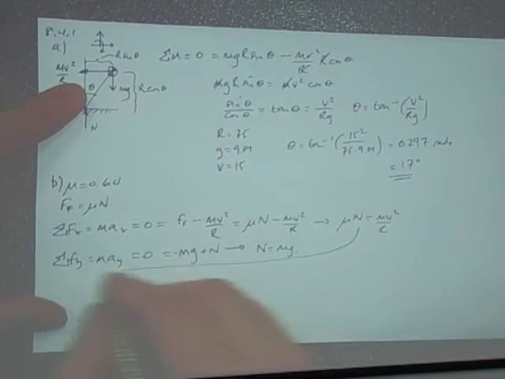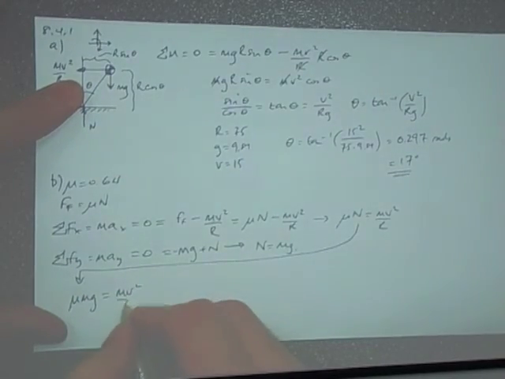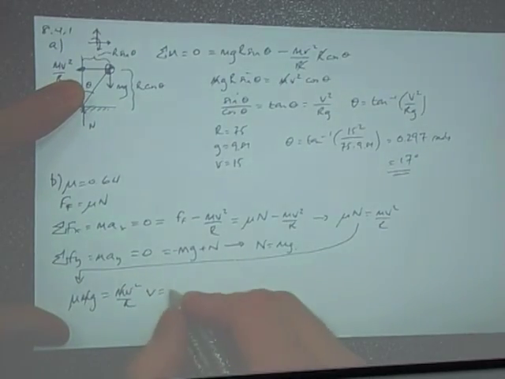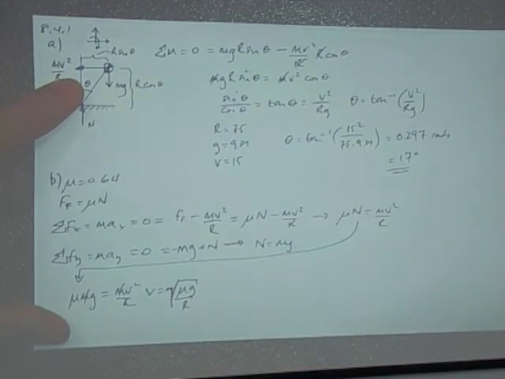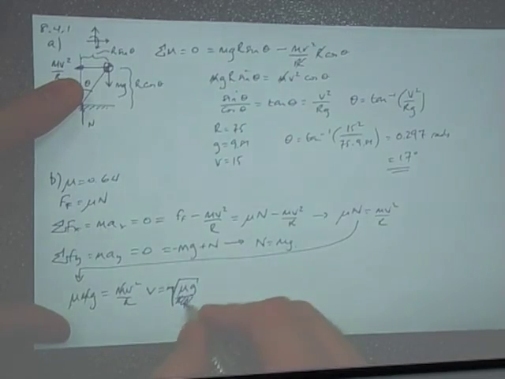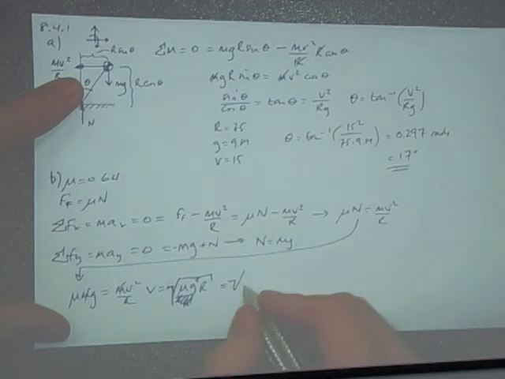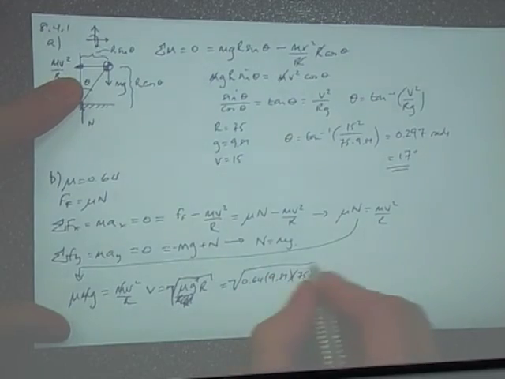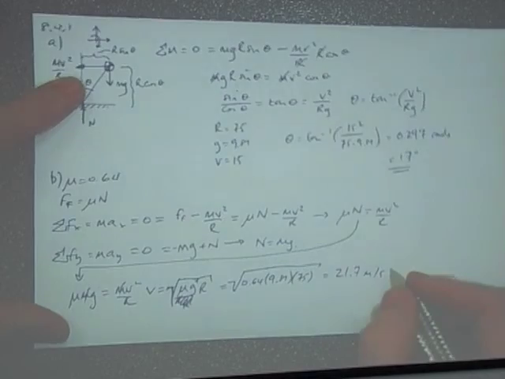let's bring that down here. We've got mu mg equals mv squared upon r. The m's cancel. And so v equals the square root of mu g times r. Apologies. So that's going to be the square root of 0.64 times 9.81 times 75, and that comes out to be 21.7 metres per second.